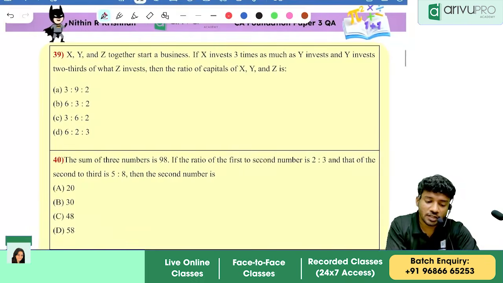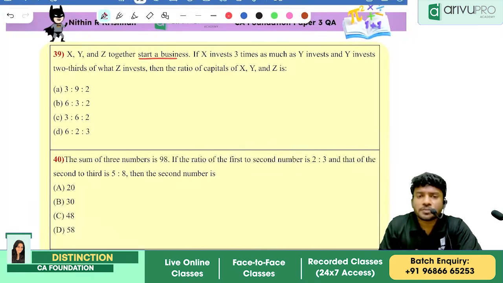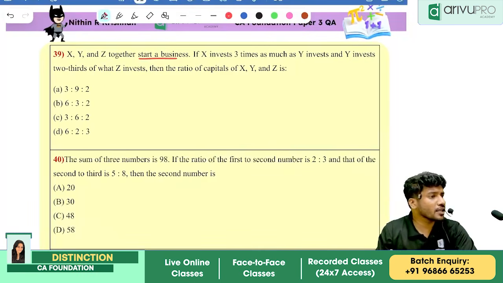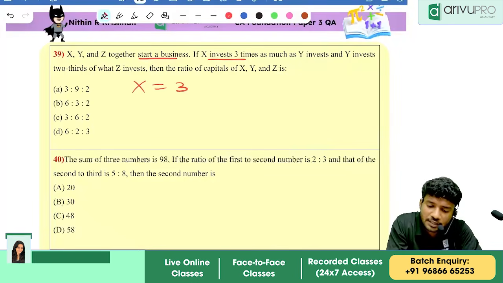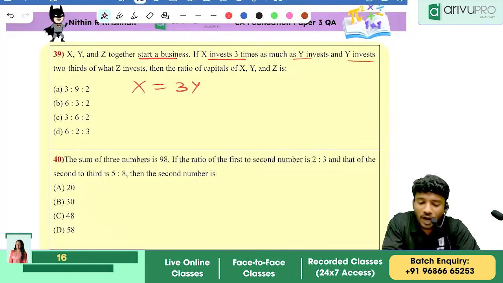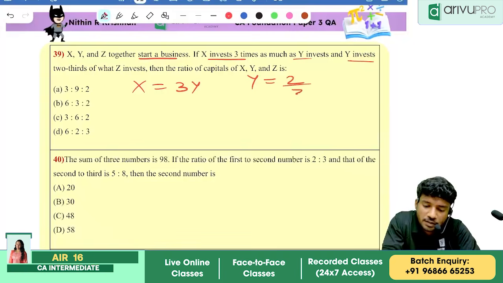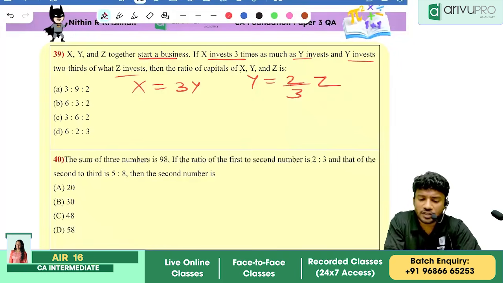X, Y, Z together start a business. Okay. They all are starting what? A business together. X invests 3 times as much as Y. Y invests 2 by third that of Z. The ratio in capital between X is to Y is to Z is how much?